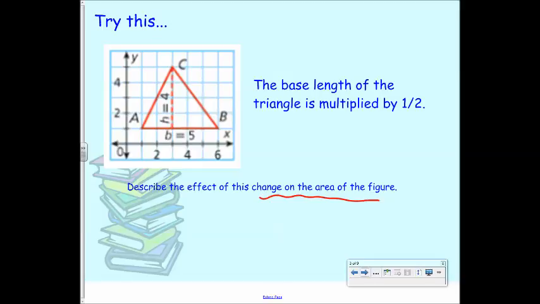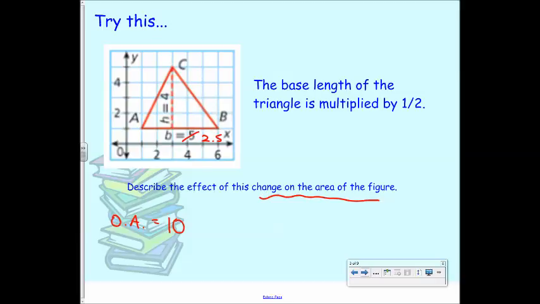So what would the area of the triangle be? 10. Because base times height divided by 2 for a triangle. So base times height divided by 2 gives me 10. And then it says the base length of the triangle is multiplied by half. So which one changes, the 4 or the 5? The 5. So what would the 5 become if it's multiplied by half? 2.5. So the base becomes 2.5, and my height is still 4.